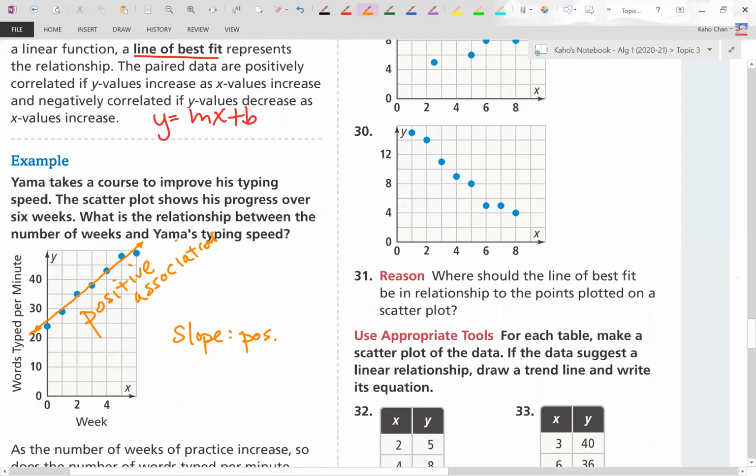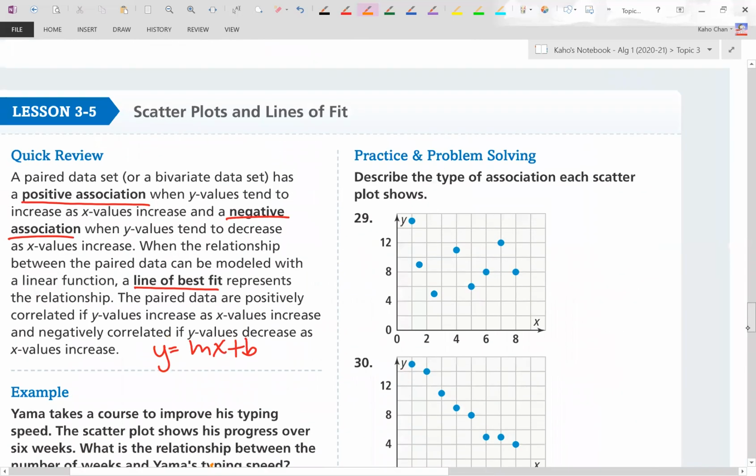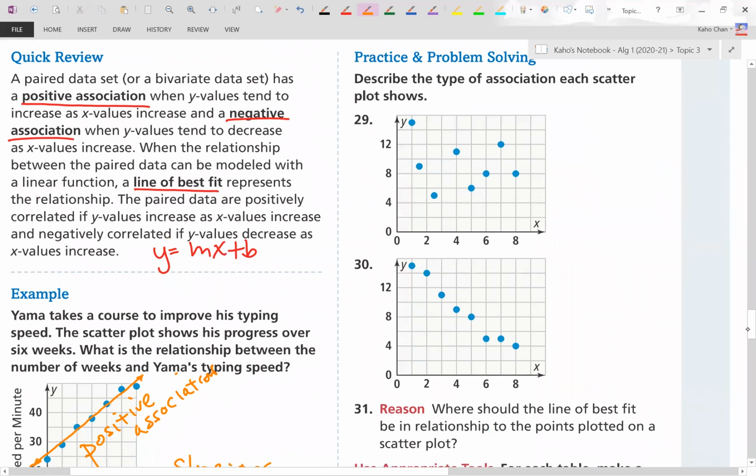Let's take a look at the first example in this section. Describe the association. Now, number 29, it's like there's really no trend here. It's like all over the place. This particular situation is there is no association. Whereas number 30, if we would have put a line of best fit through those 8 points, not the best, but close enough, this is considered to have a negative association.